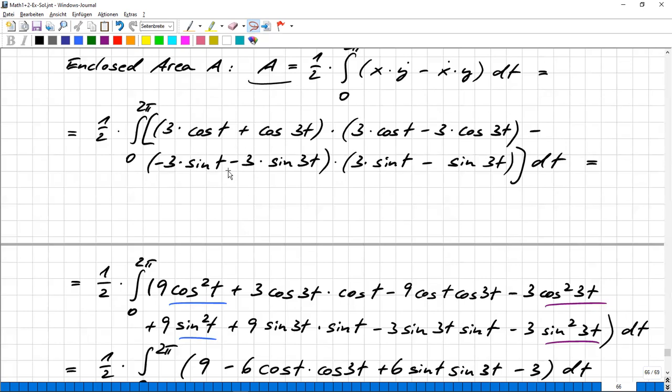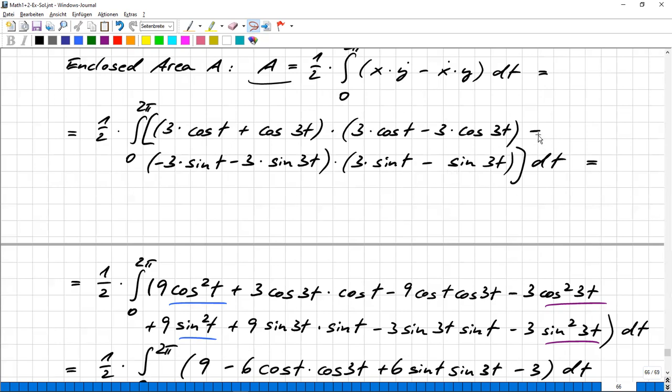Negative, negative gets positive. Okay? Minus, minus gets plus. 3 times 3 is 9, and sine of 3t times sine of t. So I'm here. This was reproduced right now. And then we go back to, do we? Yes. Back to the first here, and now times the second.